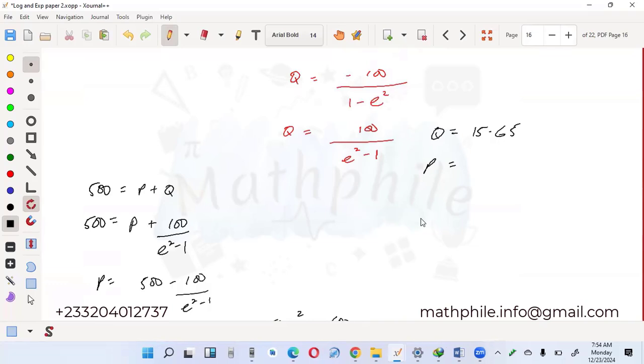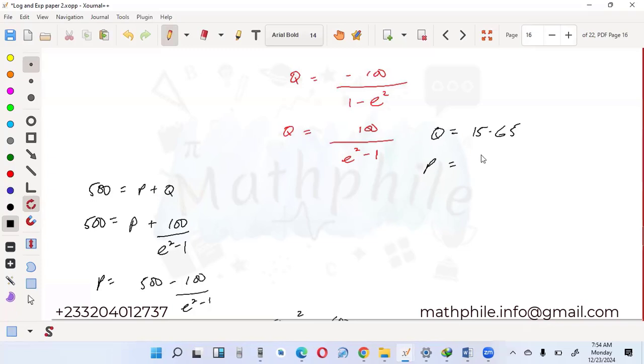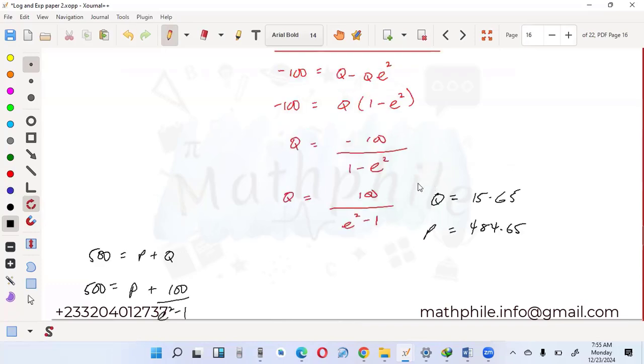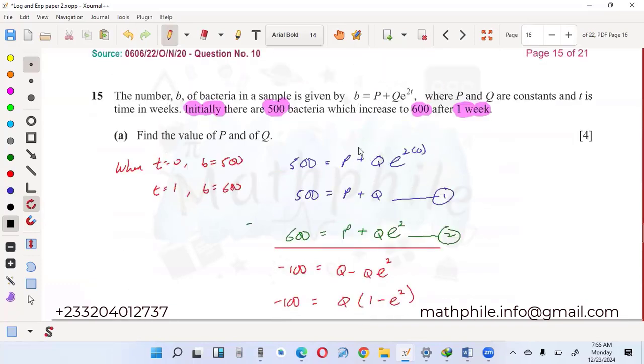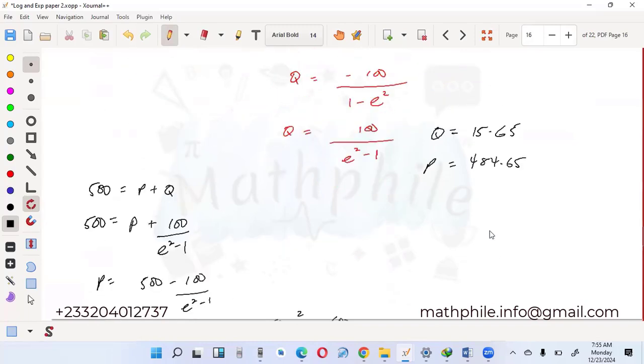484.35. I doubt it. He said this one was 15.65. Oh, okay. I was doing 16 instead. So, 484.65. Okay, so I said 0.35. 0.35. What is wrong with me today?